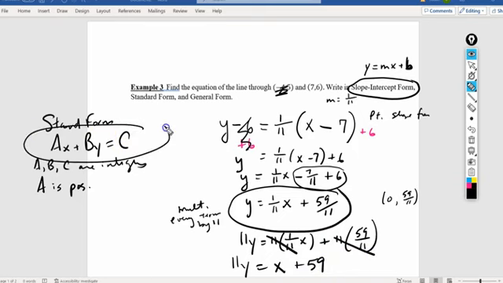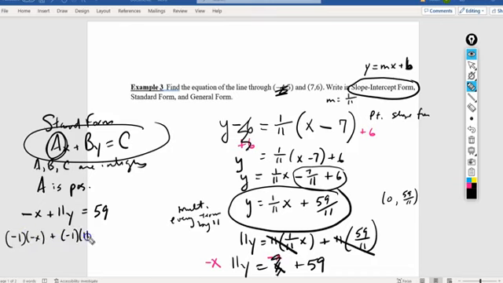So it's still not in standard form, but we're working with integers now. Okay, so what I'm going to do here is I need to get the x to the other side. How am I going to get the x to the other side? I subtract it from both sides. So this will become, over here, negative x plus 11y equals 59. Now we're almost there, except that the coefficient for x has to be a positive number. So I'm going to multiply every term here by negative 1. You got to do the same thing to every term or you don't have equality.